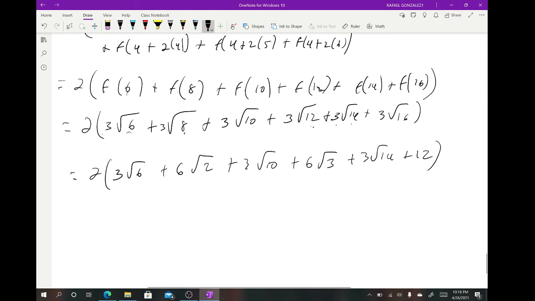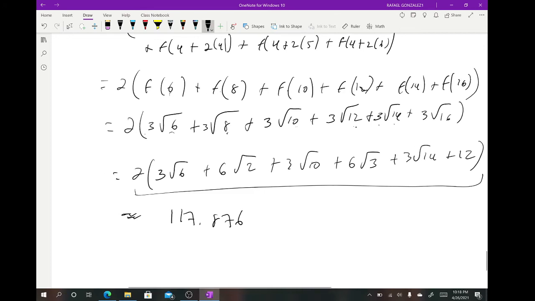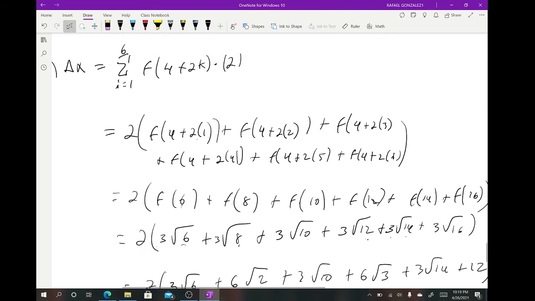Okay, so if you use a calculator to do this, because at this point with radicals you might as well use a calculator, you're going to get that this is approximately equal to 117.876. So if you use a calculator, that's what it is equal to.